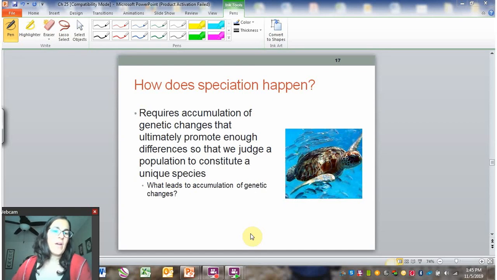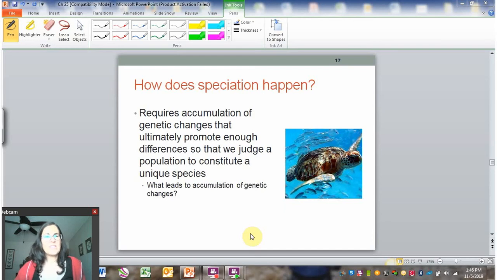So we've been talking about how we define species and how those species are maintained. But we also want to talk about how speciation actually happens, so what causes it. For the formation of a new species to occur, we need lots of genetic changes to accumulate. And so we need lots of genetic changes that eventually contribute to the differences, like the ability to interbreed or the physical appearances that we judge to create a new species.